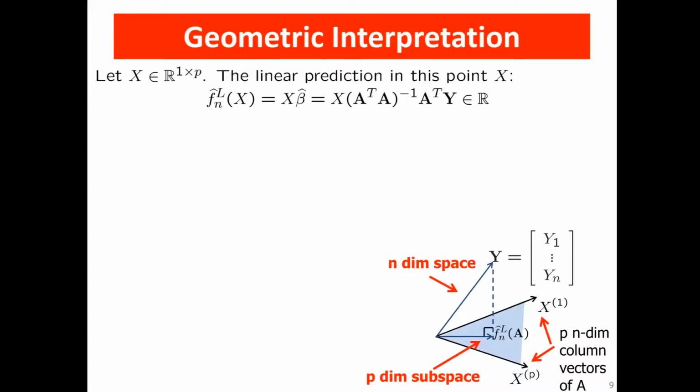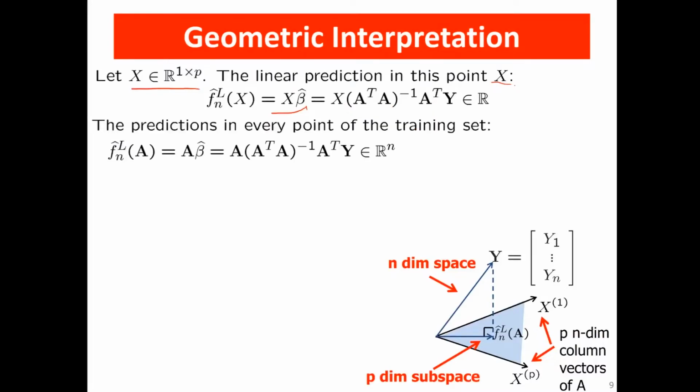As we discussed earlier, let x be a p-dimensional row vector. The linear prediction at this point x is just x times beta hat, where beta hat is a p-dimensional column vector. And in the previous slide, we already calculated that beta hat is A transpose A inverse A transpose y. x is a p-dimensional row vector, and A is a stack of these row vectors. A is an n times p matrix.